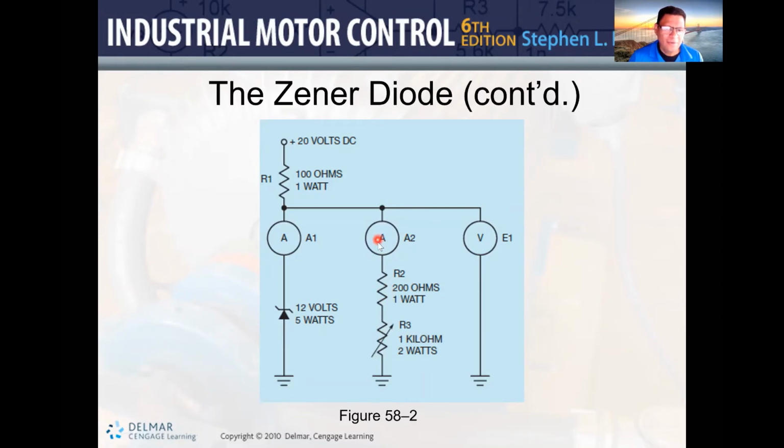And even when we change the current, and the way that we are going to be able to change current in here is by changing the value of the variable resistor, even when we change this current, this voltage through here is going to remain the same. It's not going to change at all.